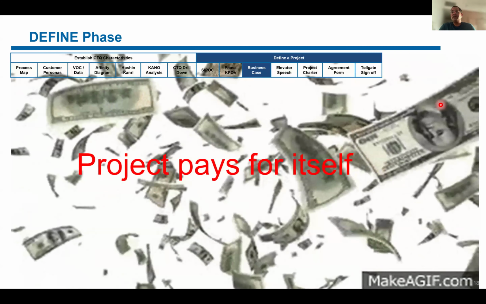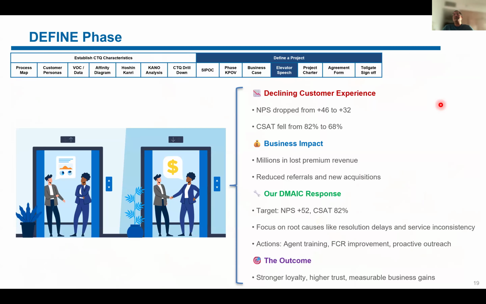It is also important to have an elevator speech in place, that is, what exactly are we doing. So we know that NPS has dropped, we know CSAT has dropped, it has had a business impact, and our DMAIC response is going to increase the NPS to plus 52 and CSAT to 82%. It is important to have an elevator speech, as we all know, because if somebody asks us why we are doing this project, we have to be in a position to very clearly and crisply explain to them what the impact is and why we are doing this project. An elevator speech gives us that platform to be very clear within ourselves, not only at the black belt or green belt level, but for every team member that is involved.